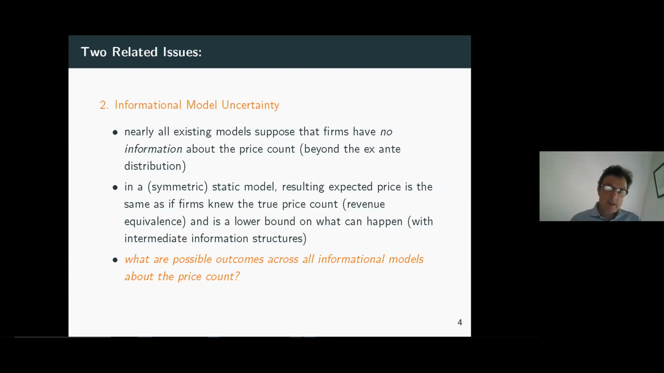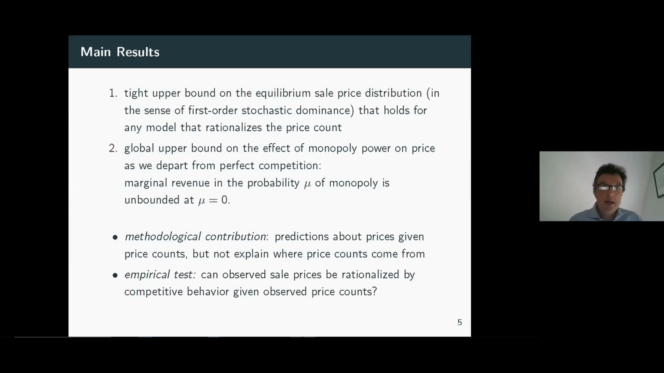But crucially and critically, there are a lot of possible outcomes in terms of revenue that can be attained for informational models that are in between zero information and complete information. And today we want to describe completely and extensively what those possible outcomes are, in terms of an upper bound and then in fact a much simpler lower bound about the revenues and the expected sales price distribution.